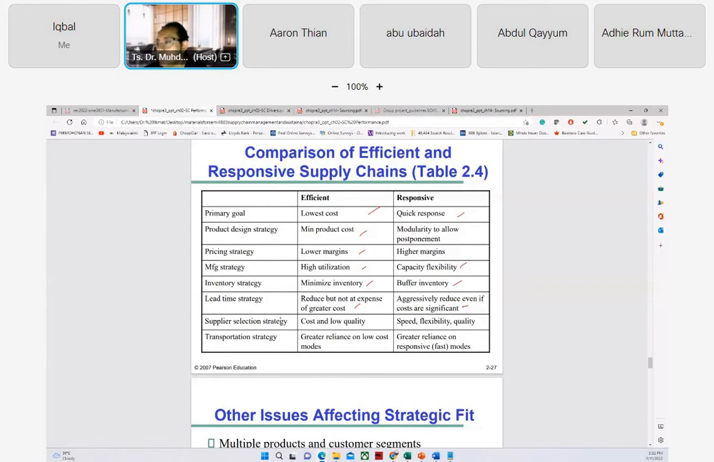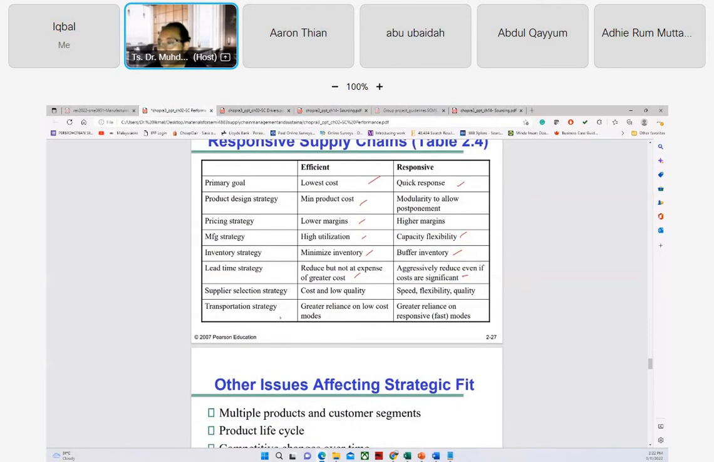Okay. And then the other one is supplier selection strategy. For efficiency, they are trying to go for low cost and lower quality. It's not really low quality, it means the quality that is affordable for people to pay, but it keeps efficiency in terms of cost utilization. But responsiveness is more about speed, flexibility, and quality.